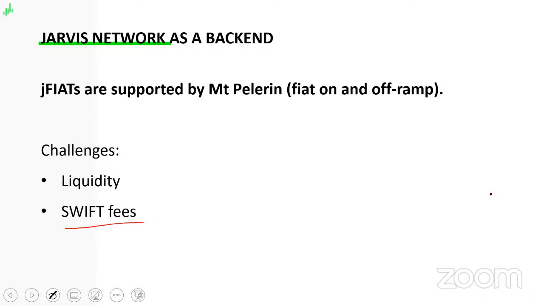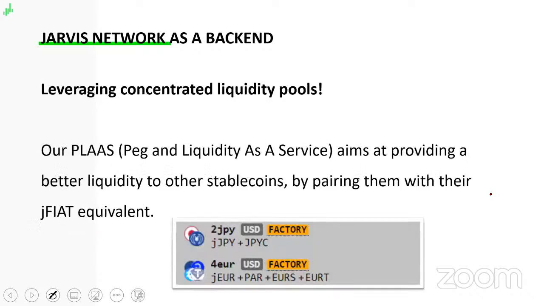So then, what can we do to scale and to have more REL for the on and off ramp? So here comes leverage, concentrated liquidity pools such as Curve and our PLAS program. We won't be speaking about the PLAS program because it's absolutely not the point, but just a small background on it so you can understand why we have pools on Curve initially.